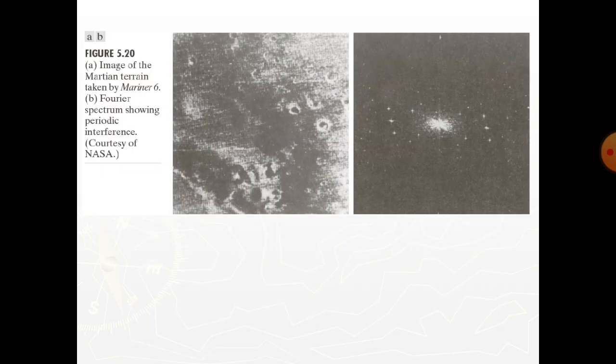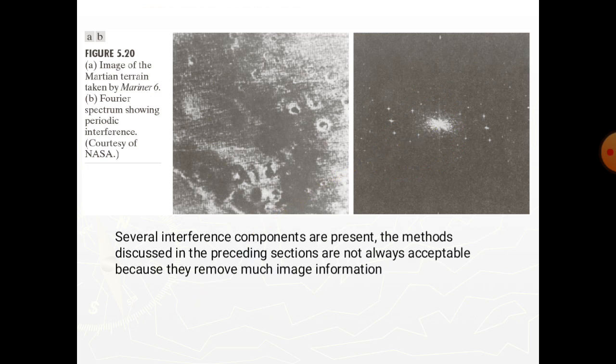So here the former pattern is considerably more subtle and consequently harder to detect in the frequency plane. This figure shows the Fourier spectrum of the image in question. So the star-like components were caused by the interference, and several pairs of components are present, indicating that the pattern contains more than just one sinusoidal component.